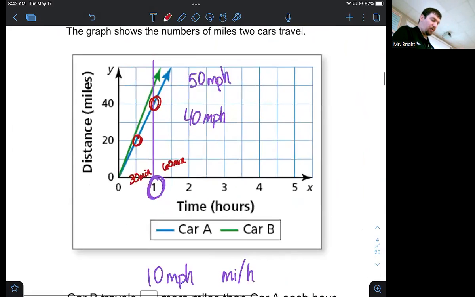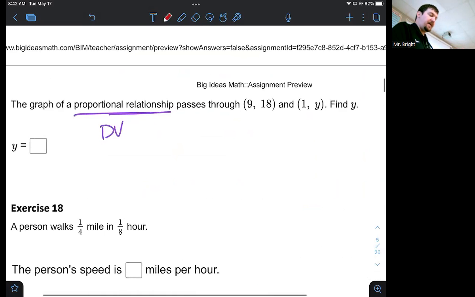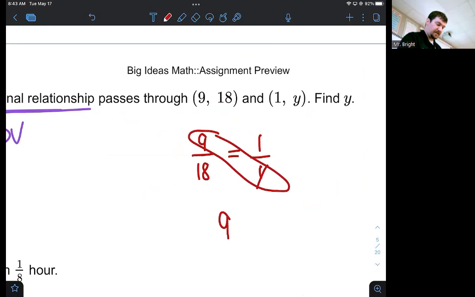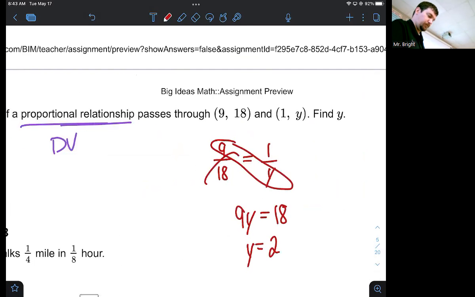And that's exactly how we're going to find out what y is. Because if these 2 points sit on a proportional relationship, aka a direct variation, that means that the point (9, 18), if you write it as a ratio, is going to be proportional to what? 1 over y. That's right. Cross multiply, what's 9 times y? 9y. What's 18 times 1? 18. And 18 divided by 9 is 2.